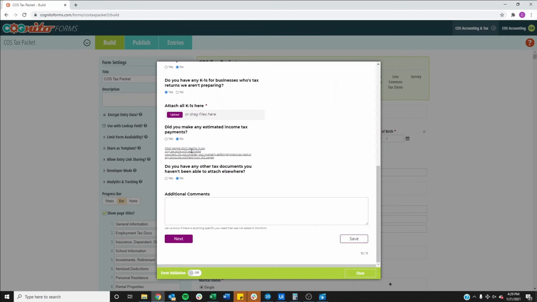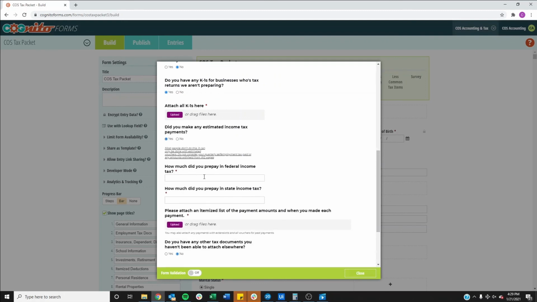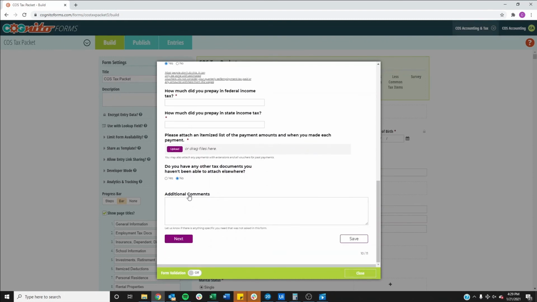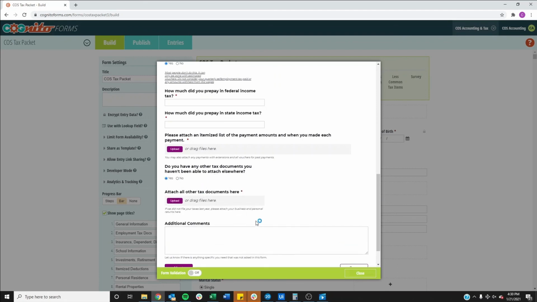And then if you prepaid any taxes, so this is not your quarterly taxes that we send you, but if you prepaid for your personal federal taxes or your personal state taxes, then we'll ask for how much you prepaid for your federal tax and prepaid for state. And then we'll ask for an itemized list of the payments you made and when you made each payment. And then this last section is to address any things that we weren't able to address in the tax packet, or if there's anything you need us to know about your business or about this tax year, you can attach those comments here and we'll be sure to have that done for you. And if there are any tax documents that you were not able to attach anywhere else, you can attach them here.